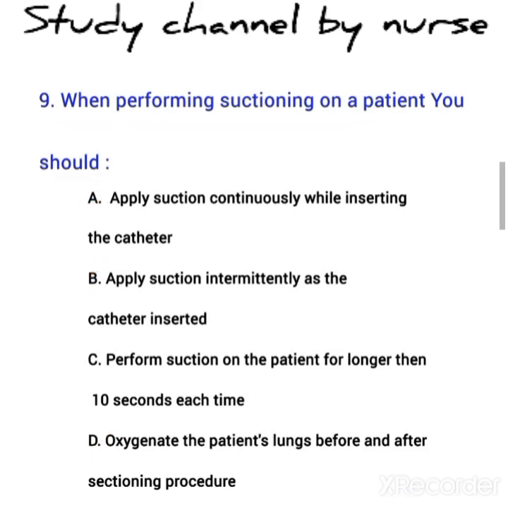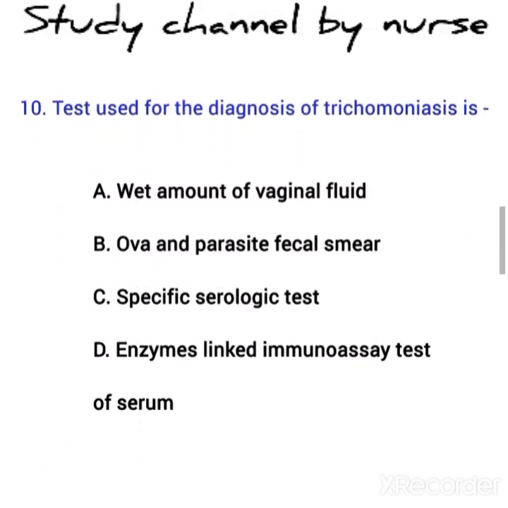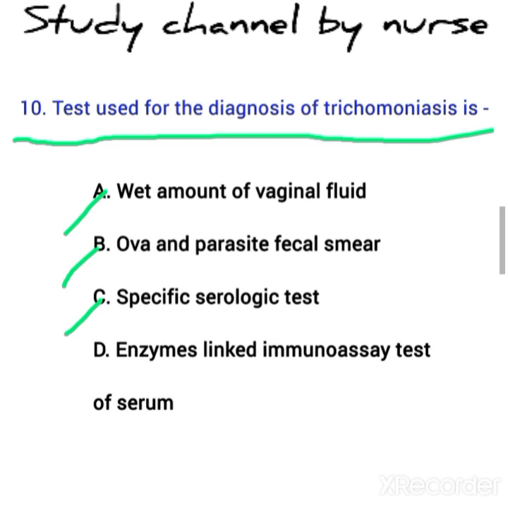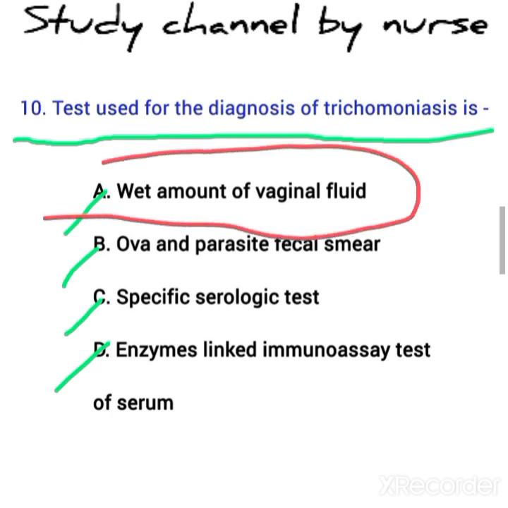Next, question number 10. Test used for the diagnosis of trichomoniasis is option A wet amount of vaginal fluid. Option B ova and parasite fecal smear. Option C specific serologic test. Option D enzyme linked immunoassay test of serum. And the correct answer is option A, wet amount of vaginal fluid.